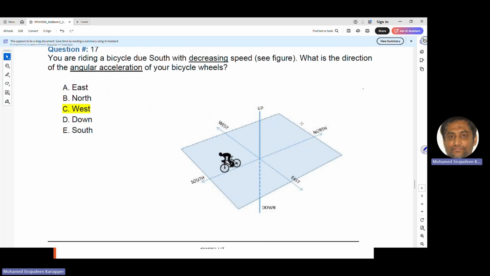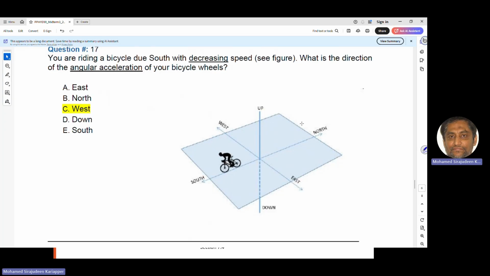If you are facing north, listen to me. If you are facing north, your back is south. Opposite to north is south. Your right hand is east. Your left hand direction is west.